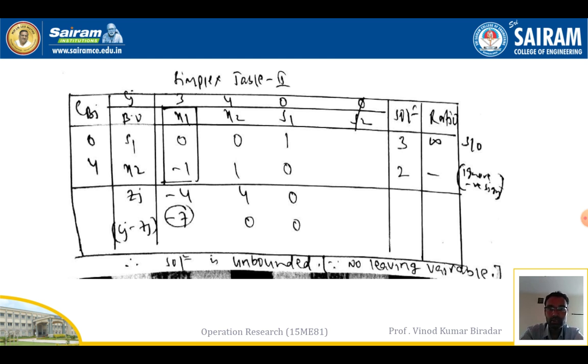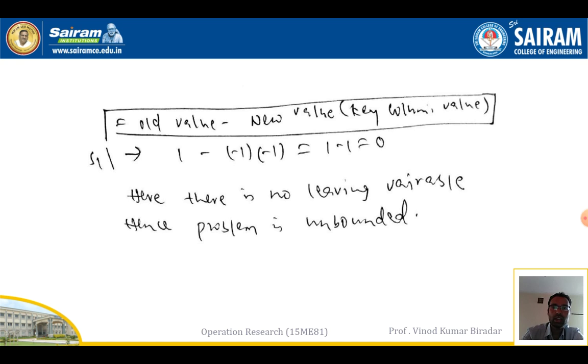I think you understand this unbounded problem and how to solve it. The procedure is the same, but at the end you will not get a leaving variable, so such problems are called unbounded problems. Remember this. I hope you understand this unbounded problem. Thank you.